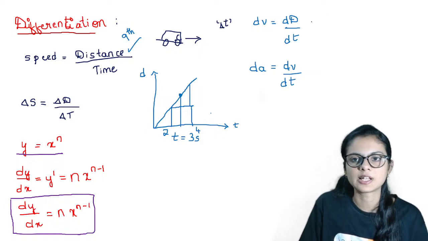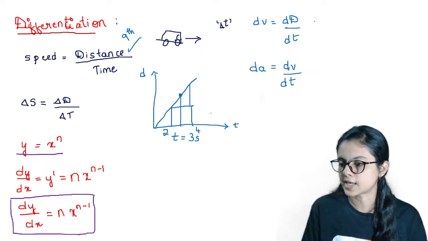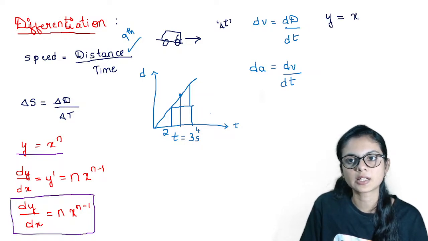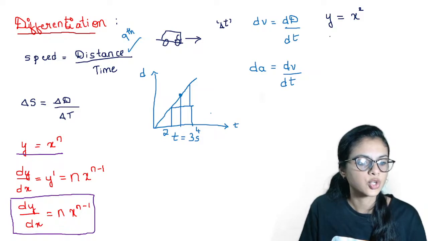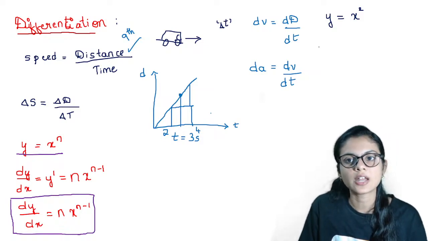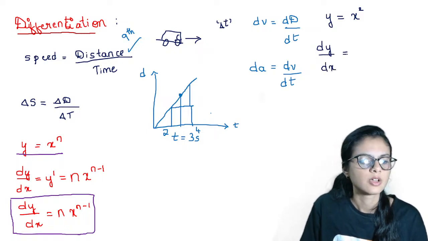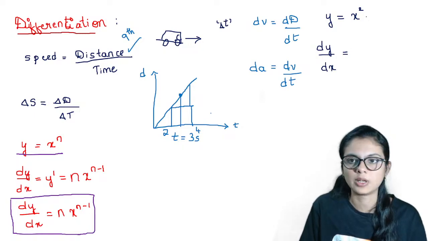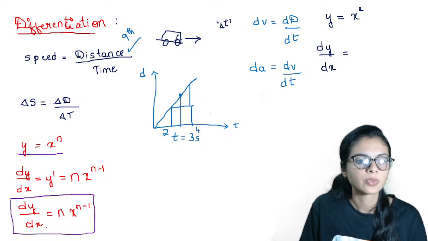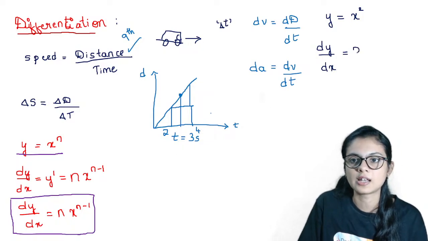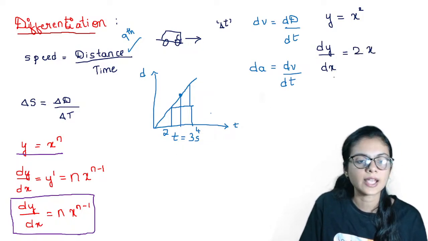Very simple problems. Let's start with y is equals to x square. As simple as that. Okay, so then what is dy by dx? Can anyone tell that? Very simple. Just using the formula. Power is 2. So power is n. Just keep it as it is. So I'll write here 2 into x.